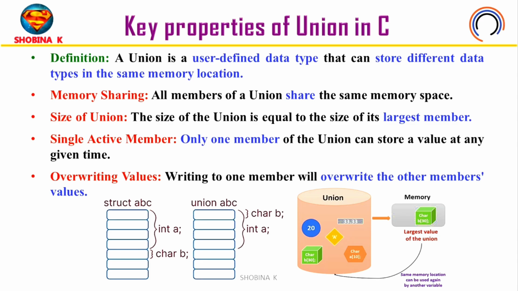As I mentioned earlier, when you assign a value to one member of a union, it overrides the value of any other member that was previously stored in that memory location. This means that only one member can store a value at any given time. Writing to one member will override the other members' values. And this is a direct consequence of the memory sharing and single active member properties of unions. By understanding these key properties, you can effectively use unions in your programming to conserve memory and create flexible data structures.